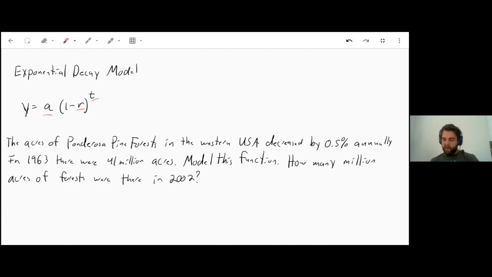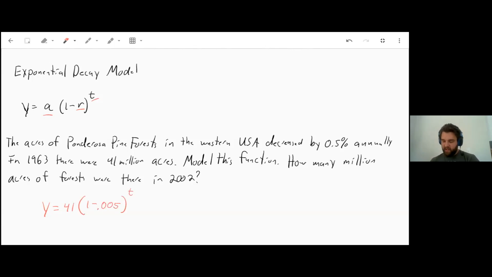So the acres of ponderosa pine forests in the western United States decreased by 0.5% annually. In 1963, there were 41 million acres. Model this function. Well, 41 million would be our starting amount. And we'll just do this in terms of millions. And we then multiply that by 1 minus 0.5%, which as a decimal is 0.005, to the t power.